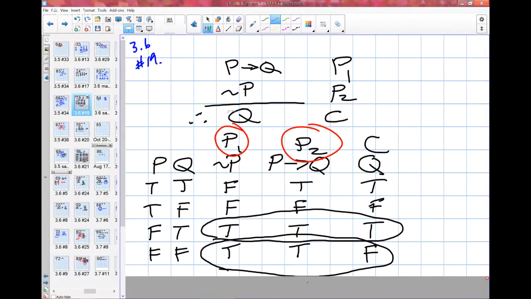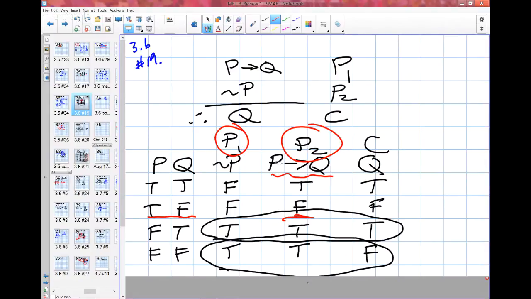The second premise, if P then Q, famous one, is only false when the first one's true and the second one's false. The other three are true. And then the conclusion is just Q, so all I had to do is copy it: T, F, T, F.